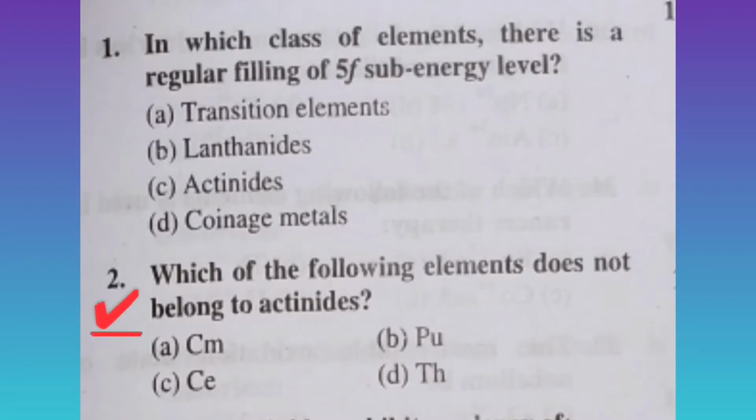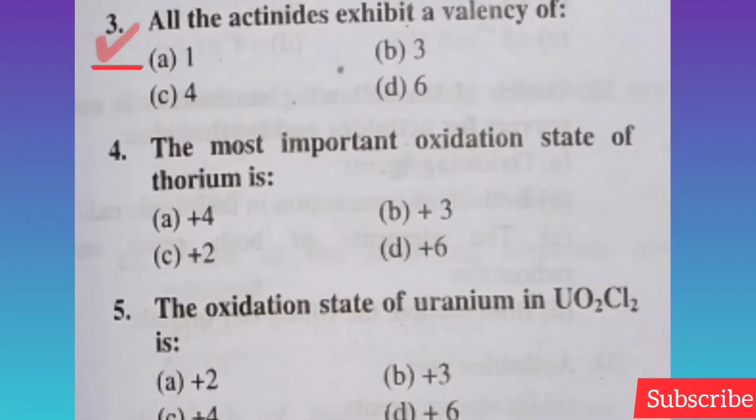Second question है, which of the following elements does not belong to actinides? Option C is correct. Third question है, all the actinides exhibit a valency of. Option B is correct, 3 valency. Question is, the most important oxidation state of thorium is. Option A is correct. Then the oxidation state of uranium in UO2 Cl2 is. In this question option D is correct.